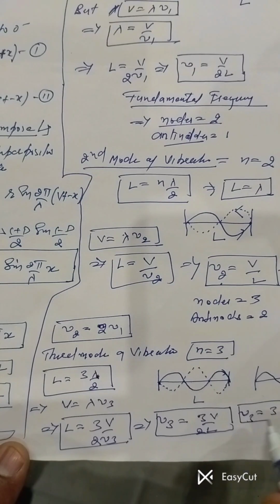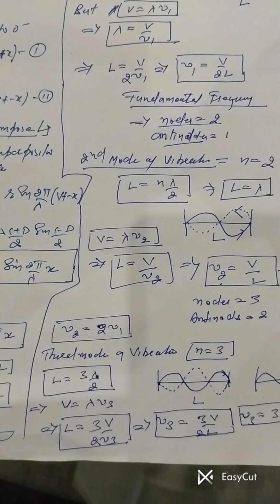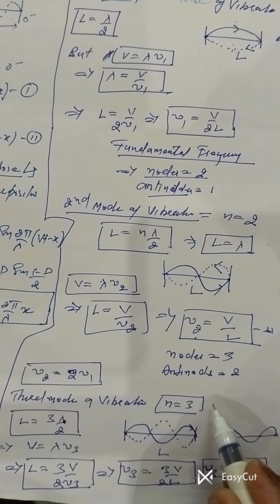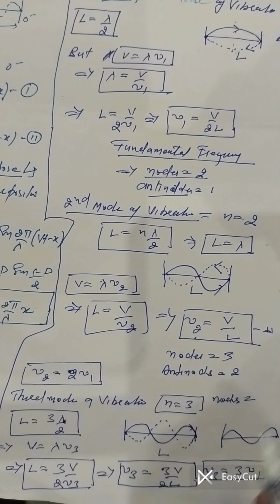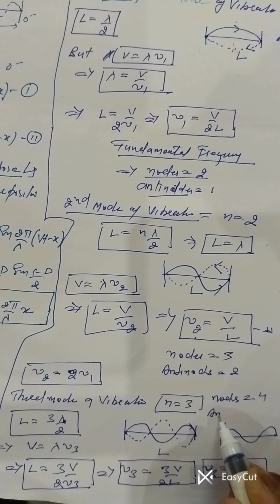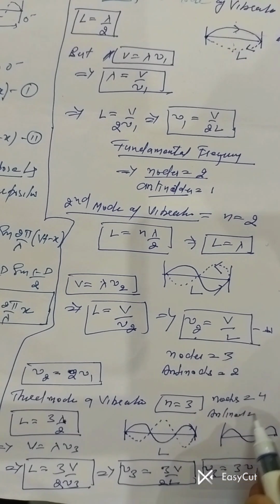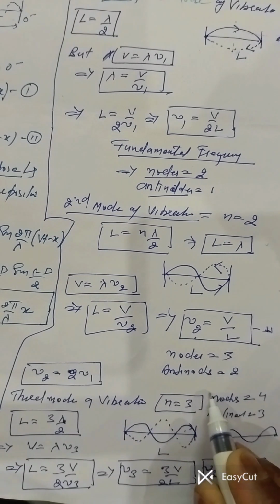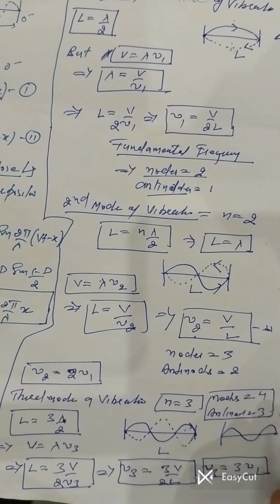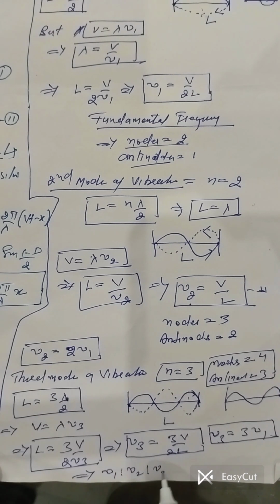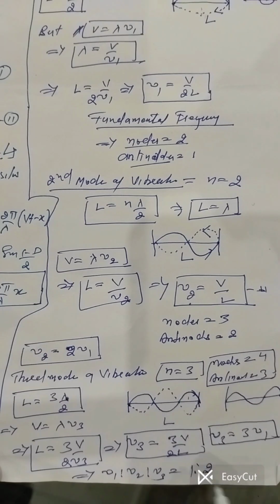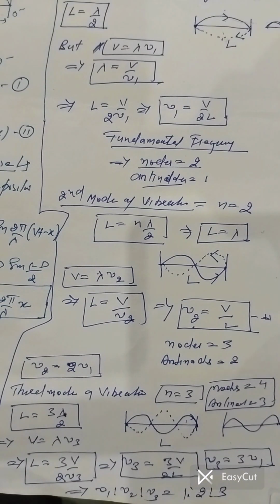So this is the third mode of vibration, and it will have nodes. How many nodes are there? Nodes equal to 1, 2, 3, 4, and antinodes equal to 1, 2, 3. So these are the modes of vibration, and we can write here, if we find the ratio of nu 1 is to nu 2 is to nu 3 will be equal to 1 is to 2 is to 3. So this is the case when the string is fixed at both ends.